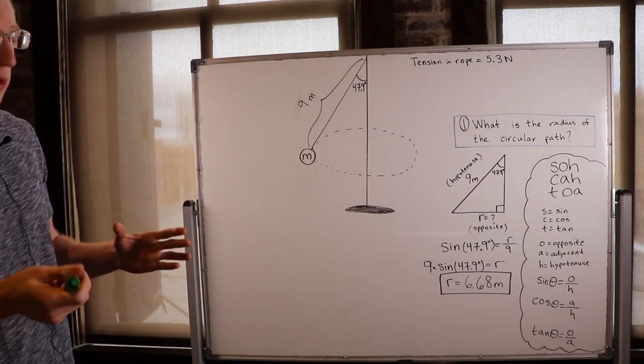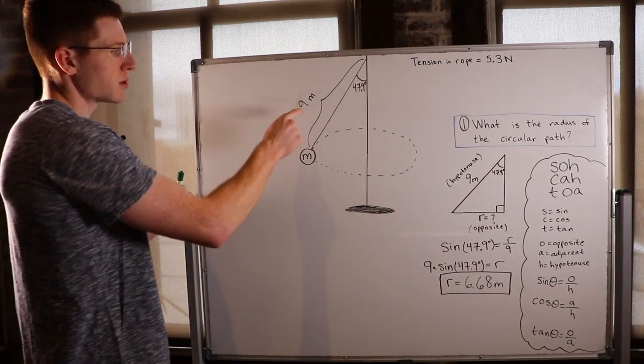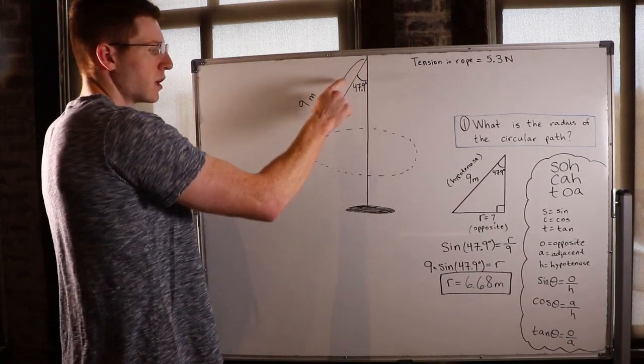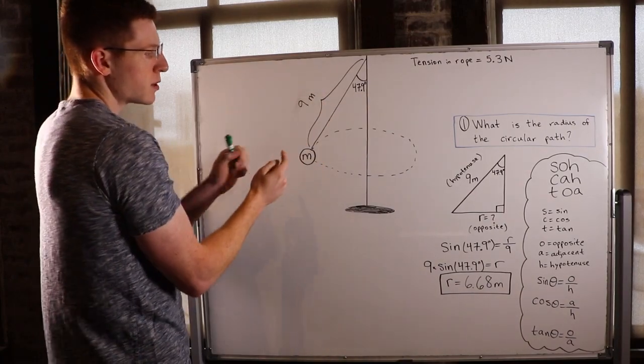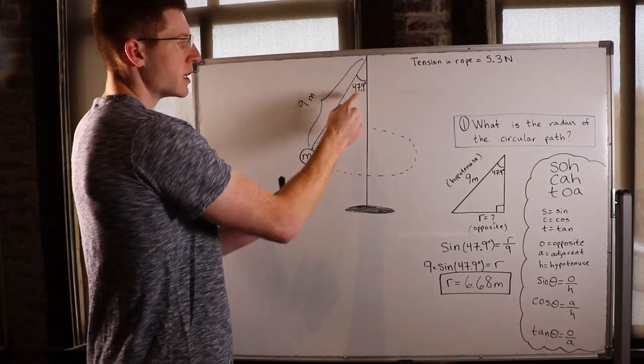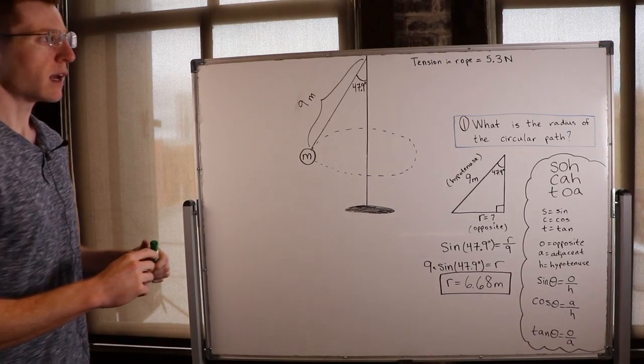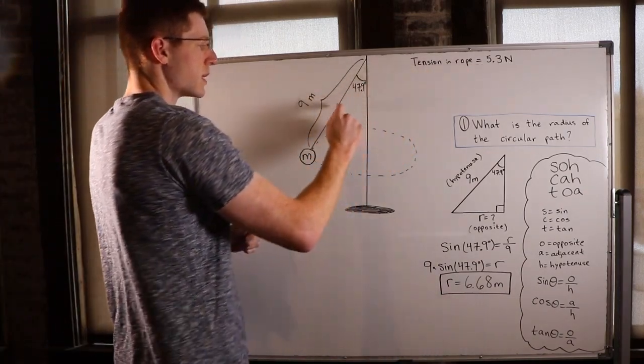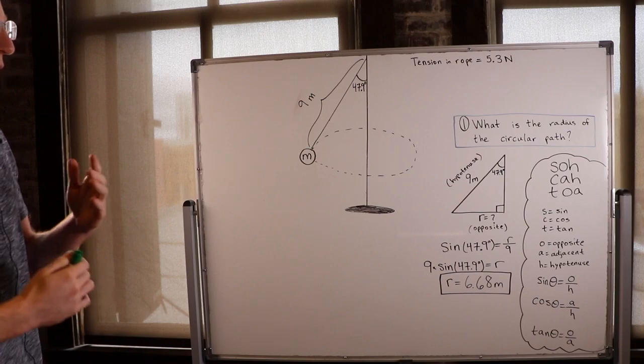So I tell you a few things about the situation. The rope in particular is 9 meters long. The angle between the rope and the pole is 47.9 degrees, and I also tell you the tension in the rope is 5.3 newtons. And that's all I tell you, okay?